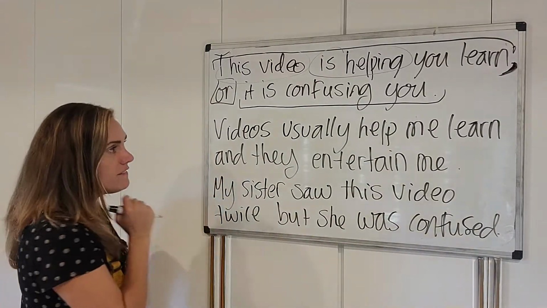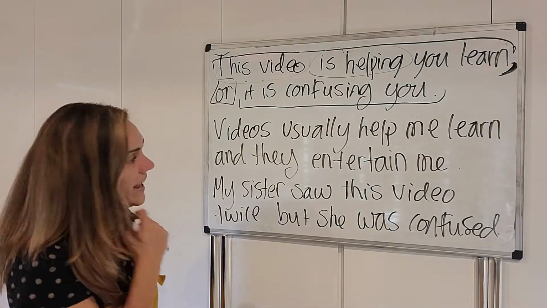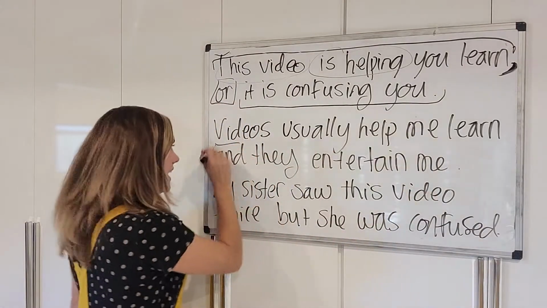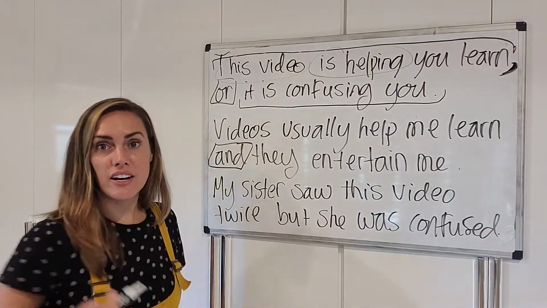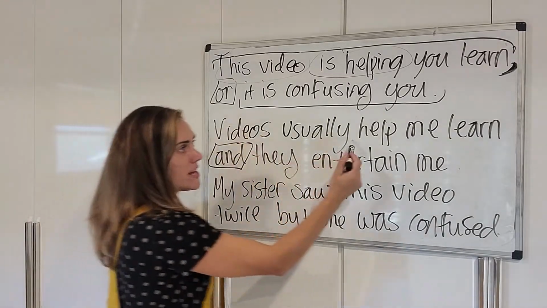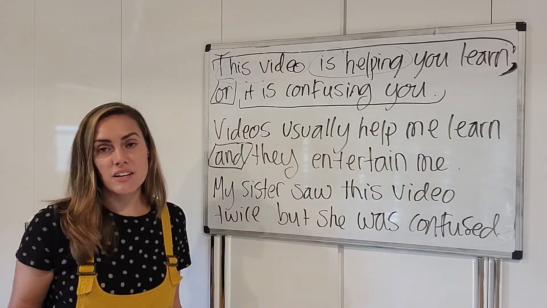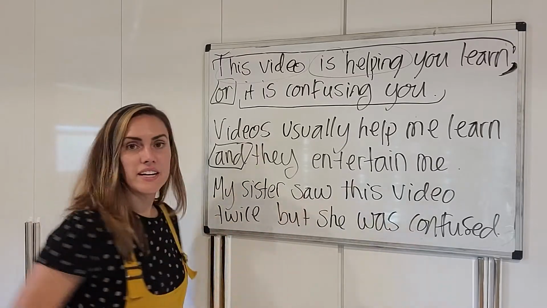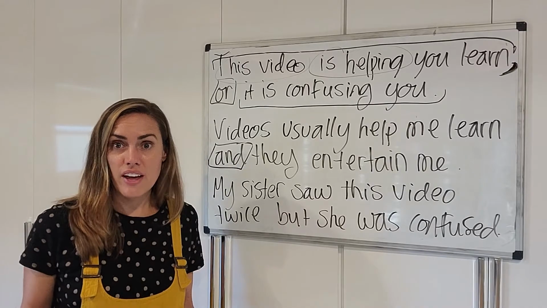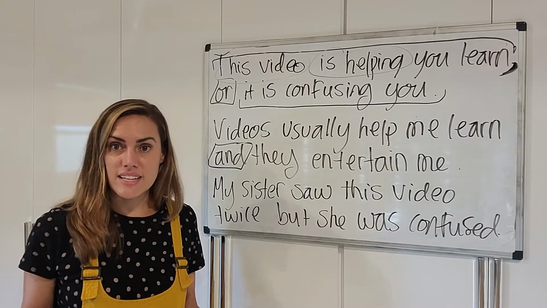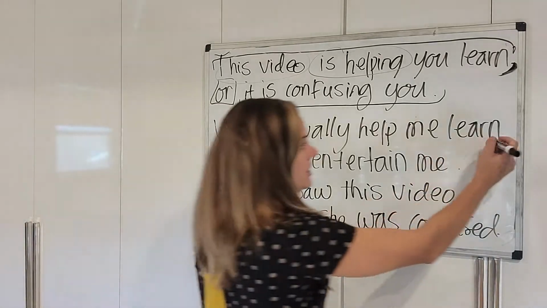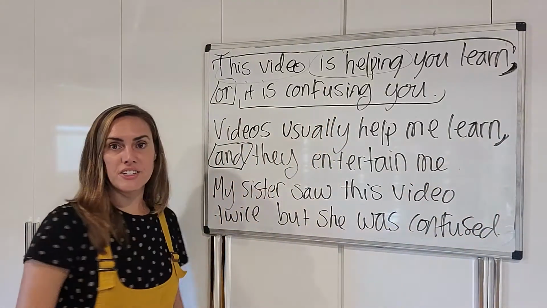Here's the next one. Videos usually help me learn and they entertain me. Here, again, I have two complete sentences. Videos is the subject, help is the verb, me learn, complete thought, they entertain me, complete thought. So what I need to do here is say, okay, great, this is a parallel sentence. It's combined nicely. Let's put a comma before that connector.